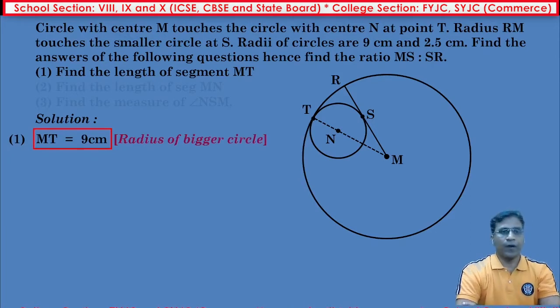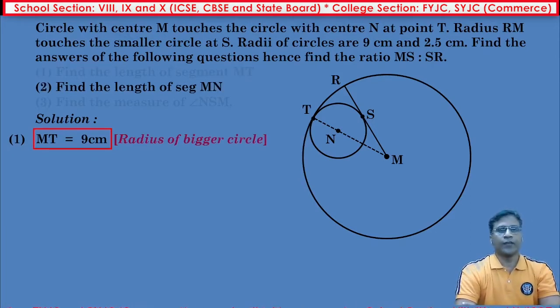Now let's move to the second part. Second part is find the length of segment MN. Now first of all, what type of circles are they? They are touching circles. And in that, which type? Touching internally. Now whenever the circles are touching internally, we know one thing. The 3 points. Which 3 points? The point of contact and the two centers. All the 3 points are collinear.